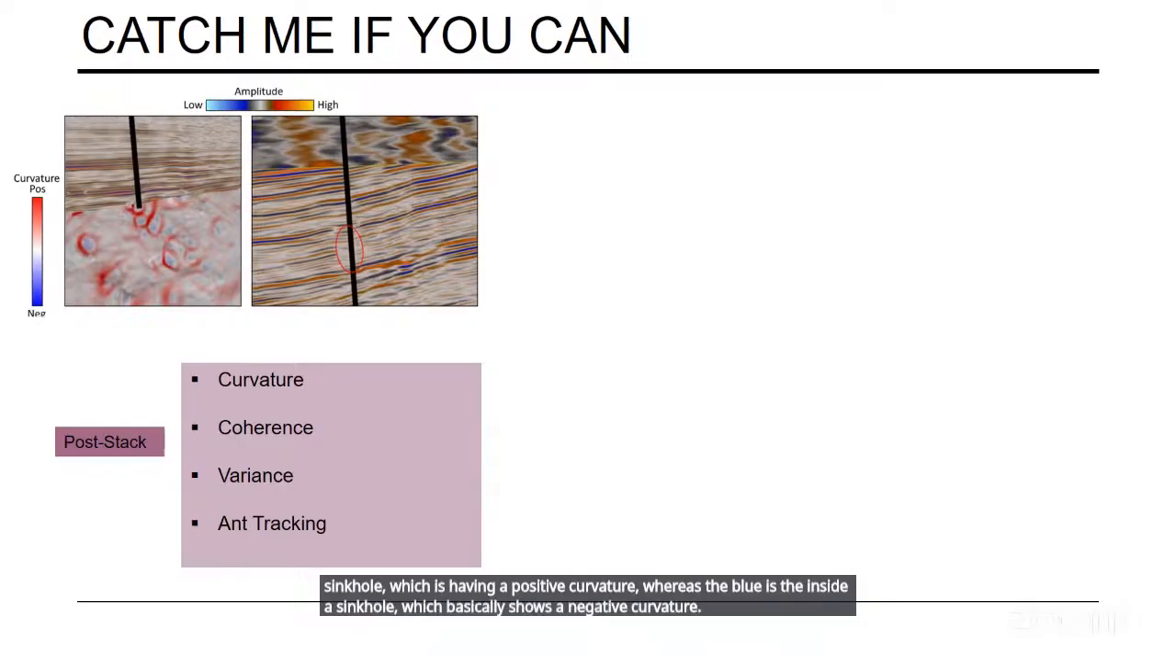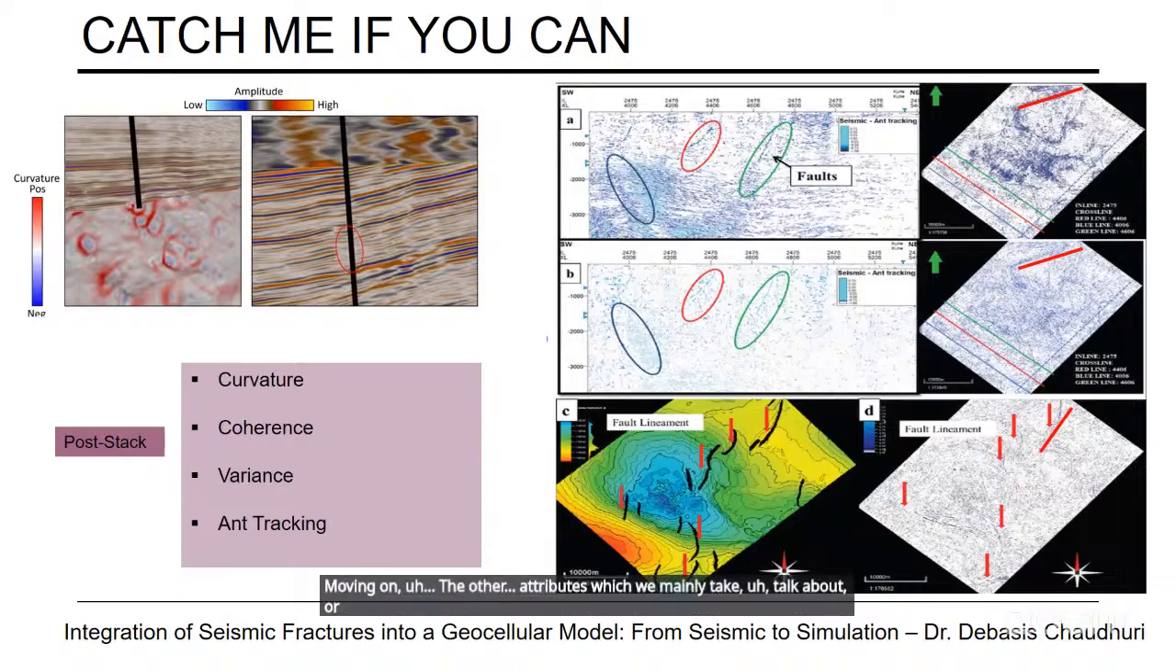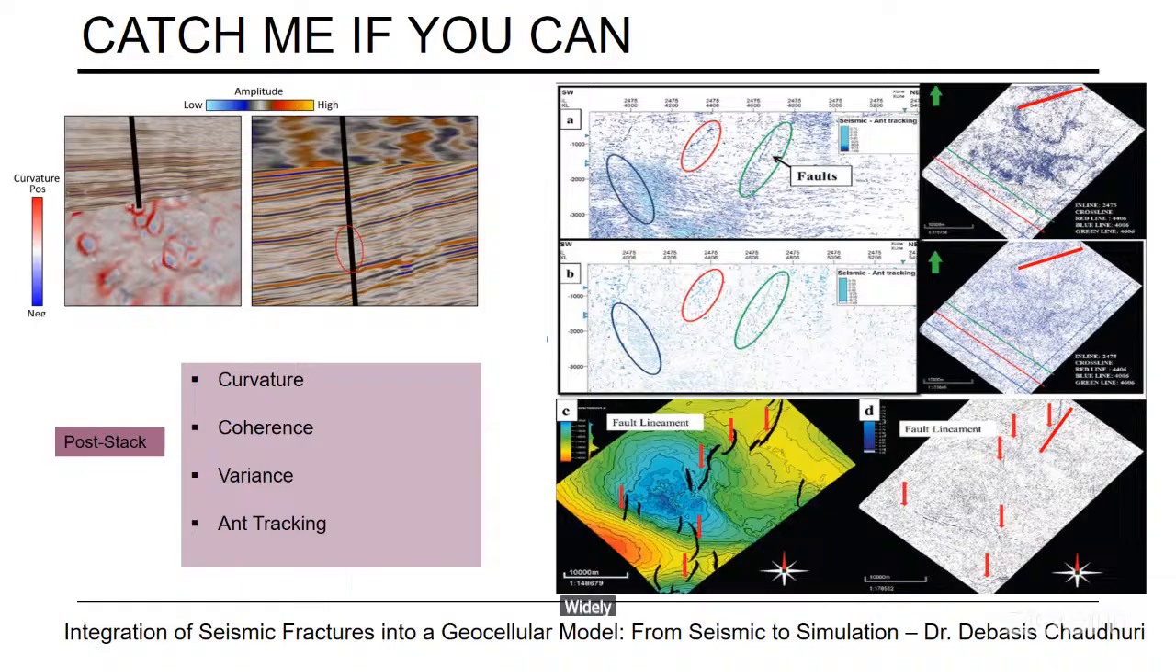Moving on, the other attributes which we mainly use are ant tracking, which is one of the most favorite and has been used widely in the industry for the last 15-20 years.